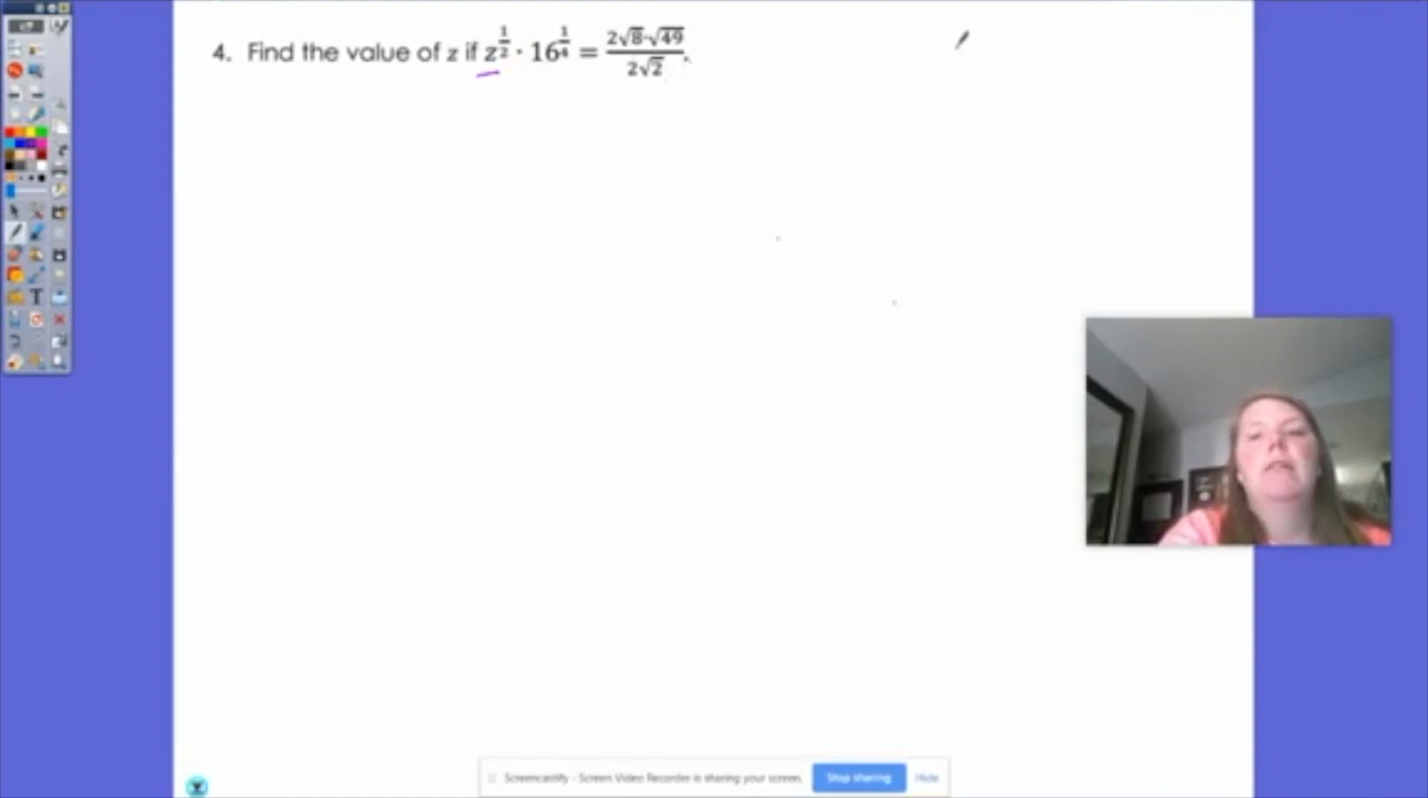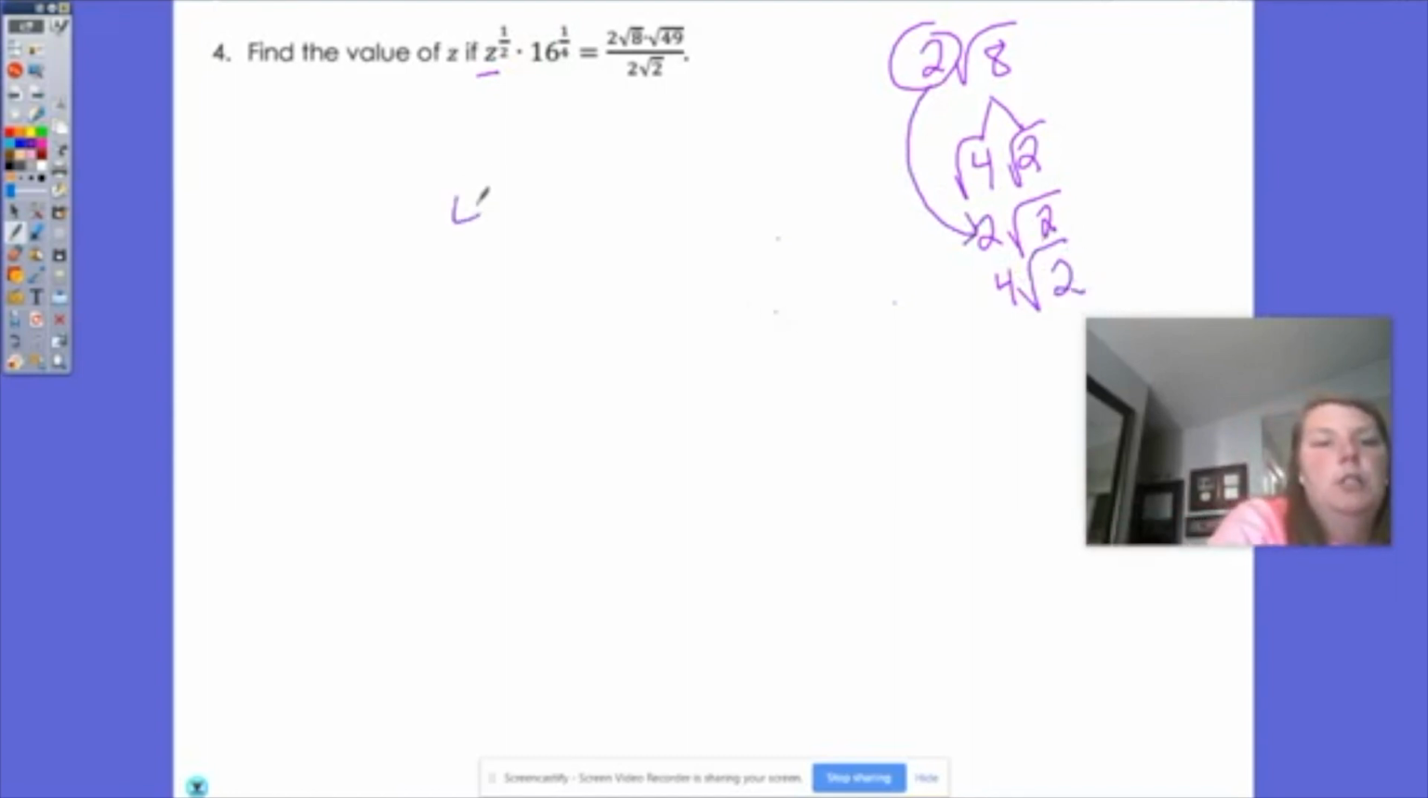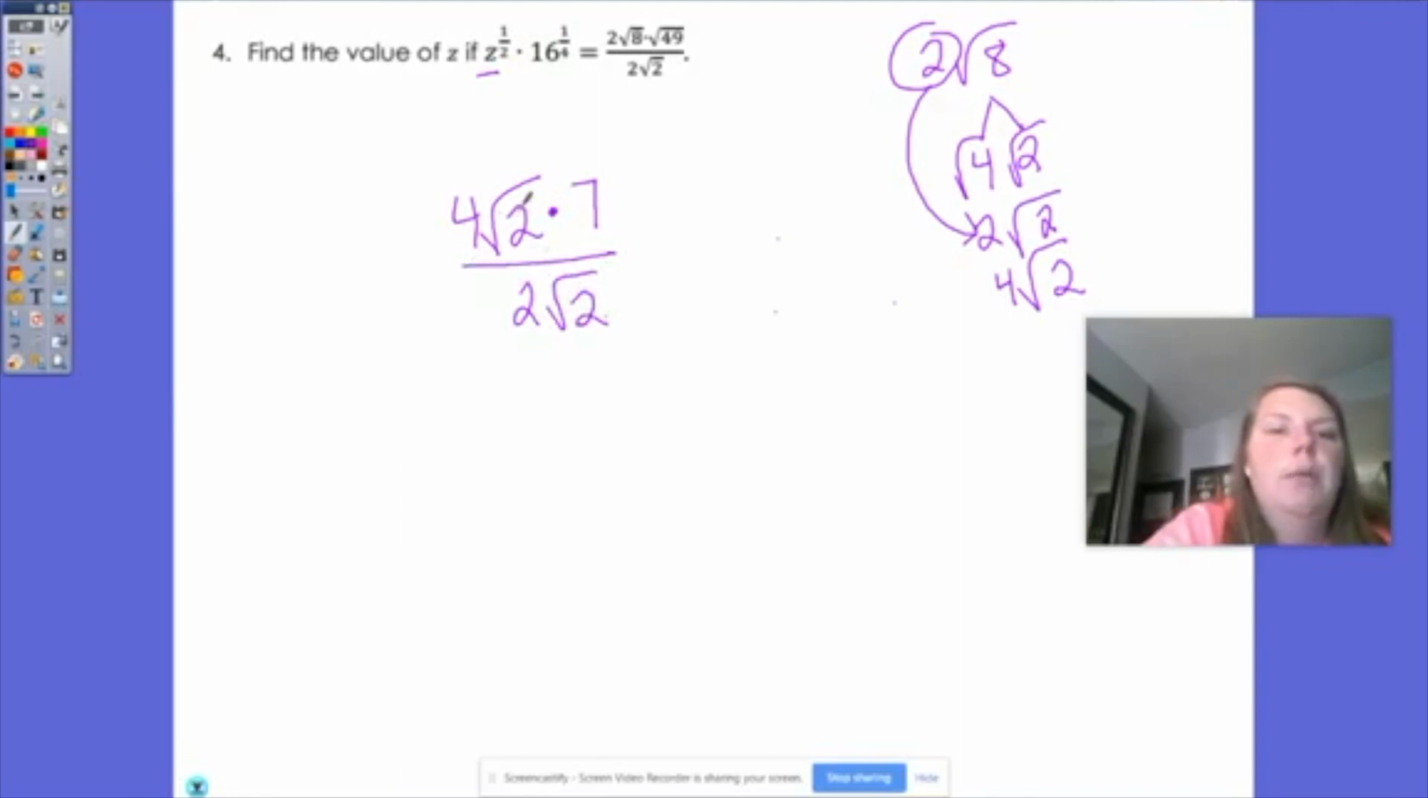So 2 square root of 8, I can actually simplify a little bit. The square root of 8 is the square root of 4 times 2, and if we take the square root of that, we end up with 2 times the square root of 2. If we multiply that together, that would simplify to 4 times the square root of 2 at the top, times square root of 49, which is a perfect square, so that would be 7, over 2 times the square root of 2.